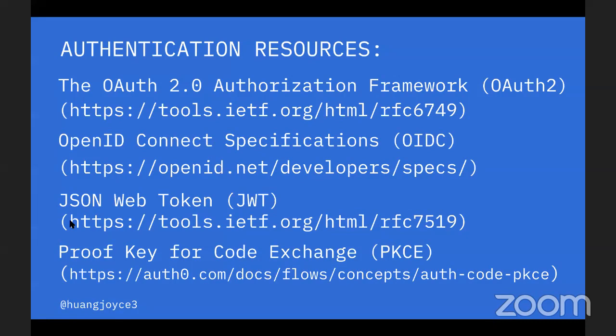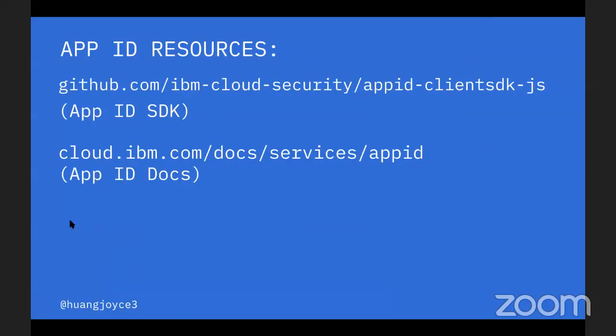We've aggregated the authentication resources and the different topics that we've touched on throughout this workshop, so you can reference all of the different parts of the workshop that we covered here: OAuth, OpenID Connect, JSON Web Tokens, and PKCE. And then we also have the App ID resources for you on the next slide: the App ID SDK and the App ID documentation.